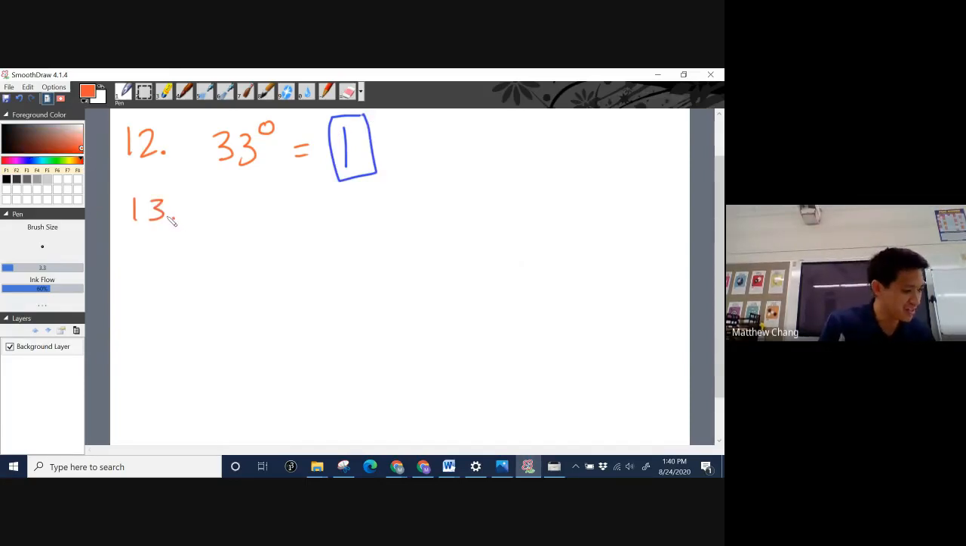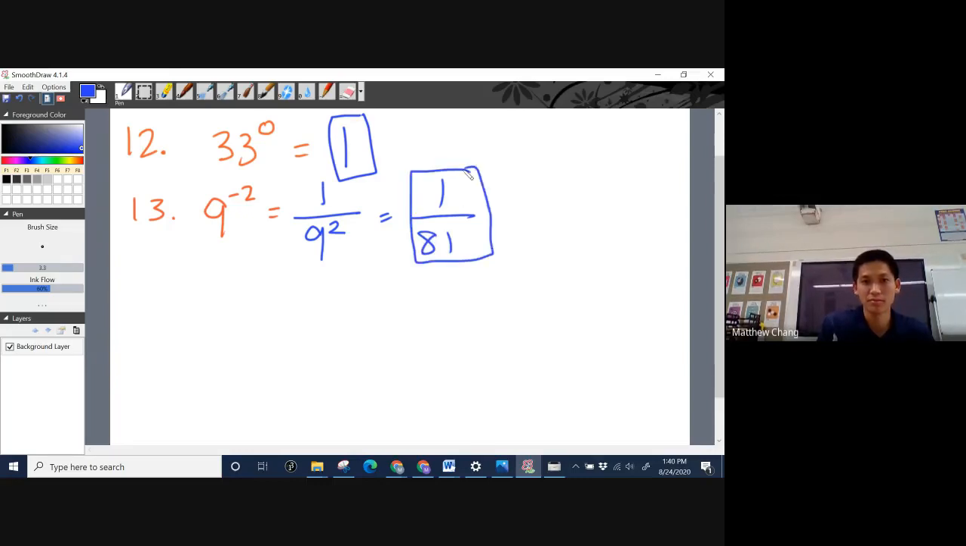Okay, number 13. All right, 9 raised to the negative 2. We're using that same rule from earlier. If you have a negative exponent, the pattern is it's always going to be 1 over, and then you put the base on the bottom, followed by the positive part of the exponent. So 1 over 9 squared. So 9 times 9 is 81. Boom.